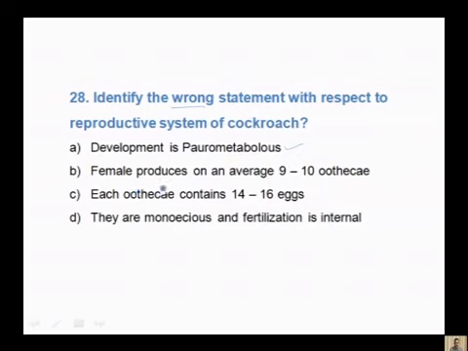Second option, females produce an average of 9 to 10 ootheca. This is also correct. Each ootheca contains 14 to 16 eggs. Ootheca is the case-like, small capsule-like structure which consists of eggs.